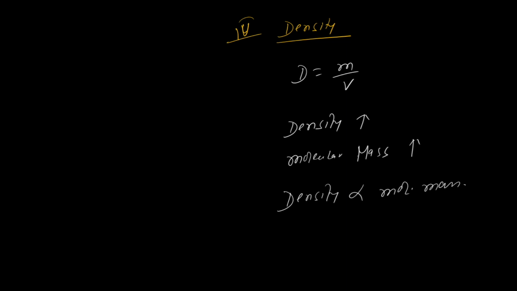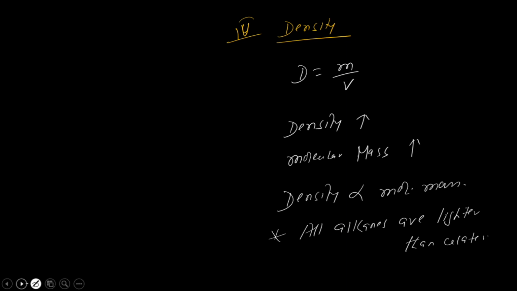All alkanes are lighter than water. This is a very important fact. So this is about the density. Basically the density of alkanes has a limiting value of about 0.8 gram per centimeter cube, so that's why it is lighter than water.